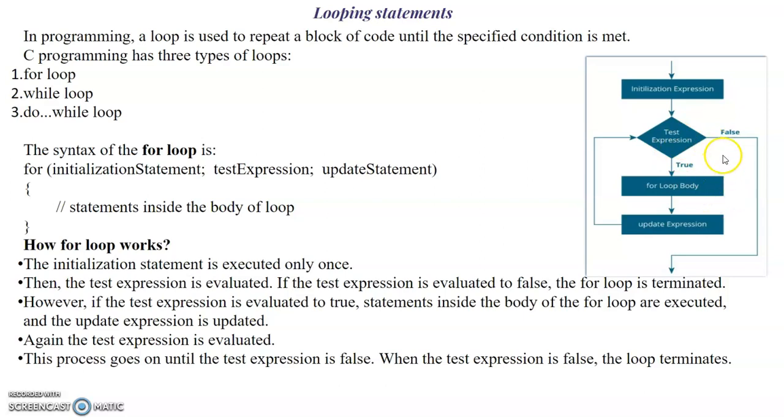So this is the flowchart to represent the loop: initialization expression, test expression, for loop body, update expression. The statement in the initialization is executed once and it tests the expression. If this expression is true, then the for loop body gets executed, then the update statement gets executed, and it again tests the expression. If the test expression is true, again the for loop body gets executed, and it again updates the update expression. This repeats until the test expression becomes false.